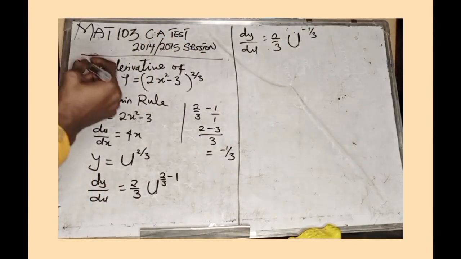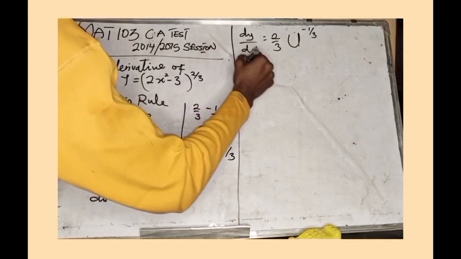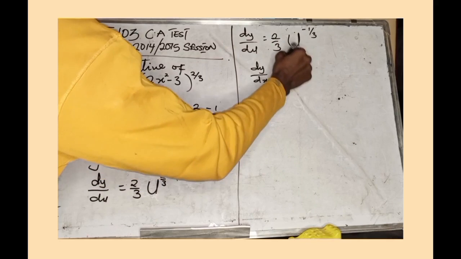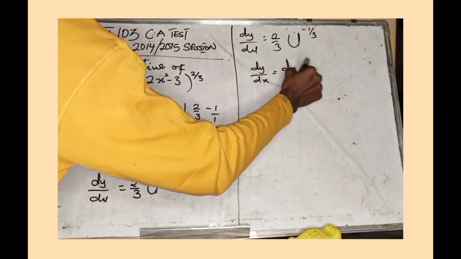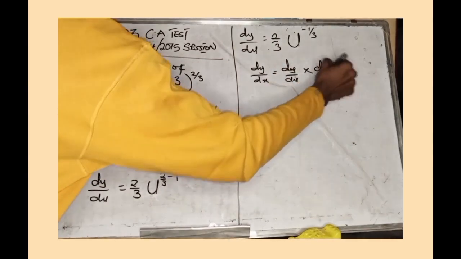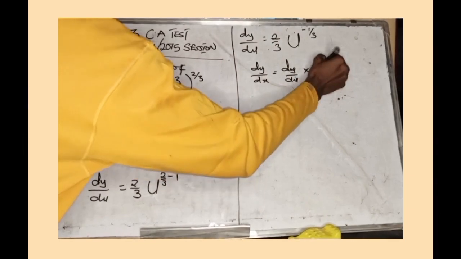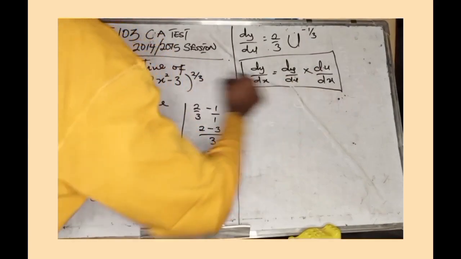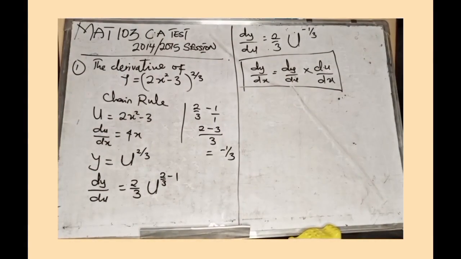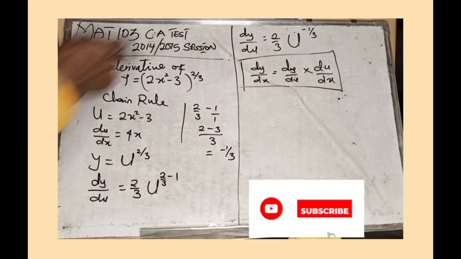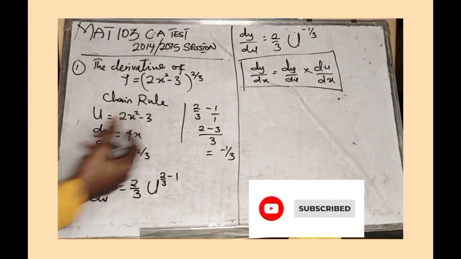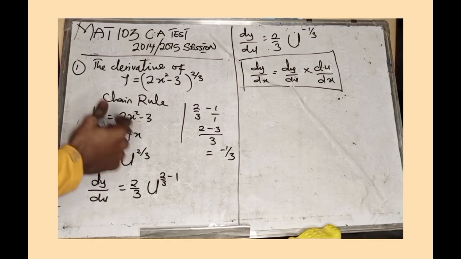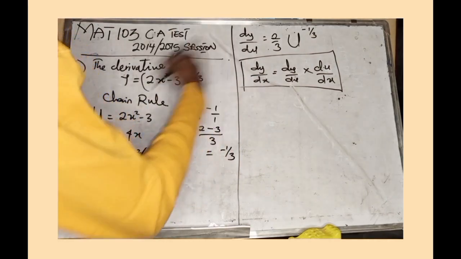Now the formula for chain rule is: dy/dx equals dy/du multiplied by du/dx. This is the formula for chain rule with respect to the variables given. We have y and x, so that's why we're using y and x here. Chain rule can otherwise be called function of a function. Now let's substitute our answers here.